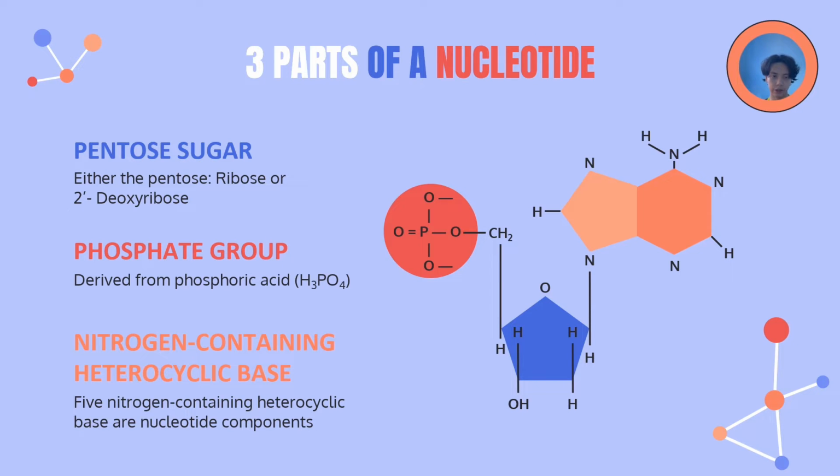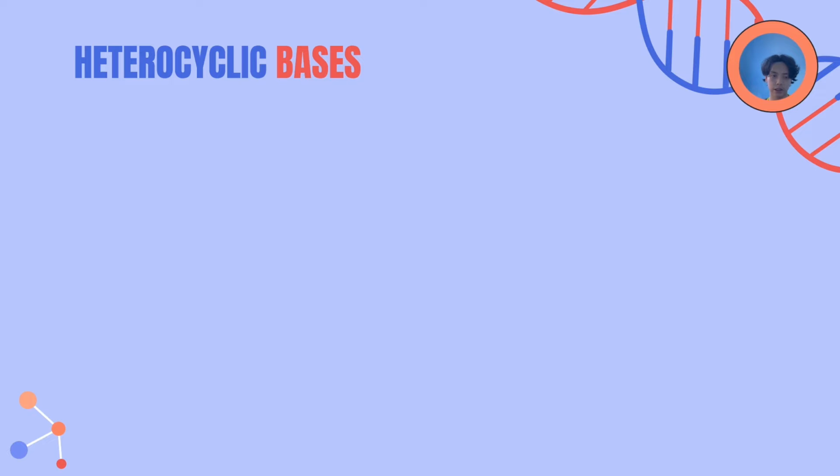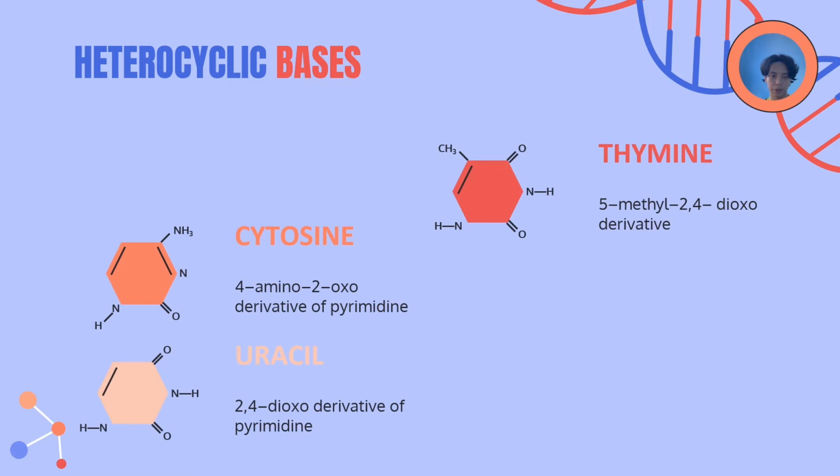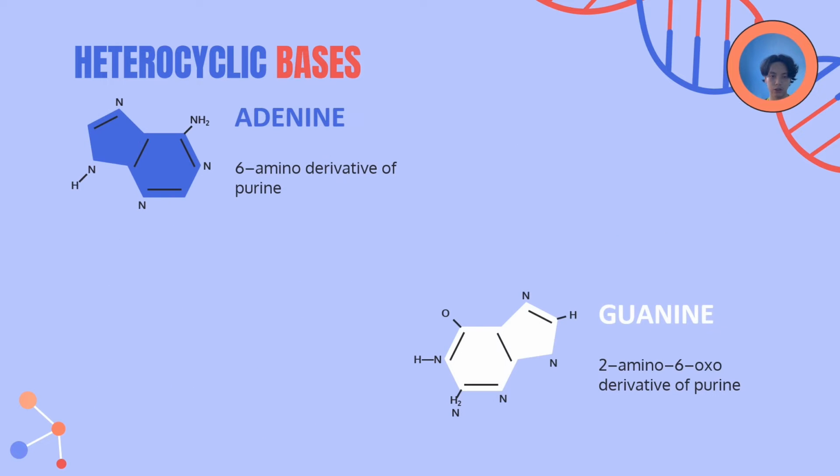Next is the phosphate. The phosphate group is derived from phosphoric acid. Under cellular pH conditions, phosphoric acid loses 2 of its hydrogen atoms to give a hydrogen phosphate ion. Next is the nitrogen-containing heterocyclic base. These bases are nucleotide components. 3 of them are derivatives of pyrimidine, a monocyclic base with a 6-membered ring, and 2 are derivatives of purine, a bicyclic base with fused 5 and 6-membered rings.